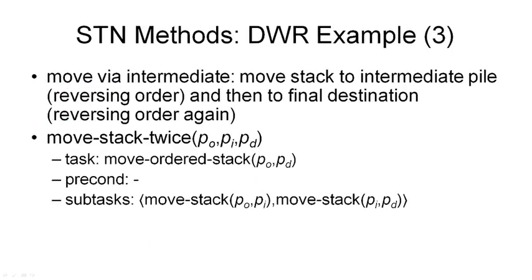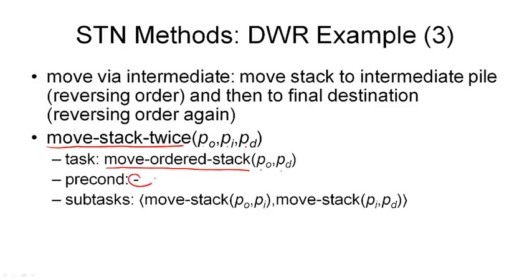The final example then is for moving a stack via an intermediate pile to make sure that we maintain the original order. So the first move reverses the order, and then the second moving of the stack reverses it again, means we have the original order back. And to accomplish this, we have a method very cleverly named moveStackTwice, which takes three parameters: the origin pile, the intermediate pile, and the destination pile. And the task that we accomplish with this method is to move the stack in an ordered fashion, move ordered stack, from the origin pile to the destination pile.